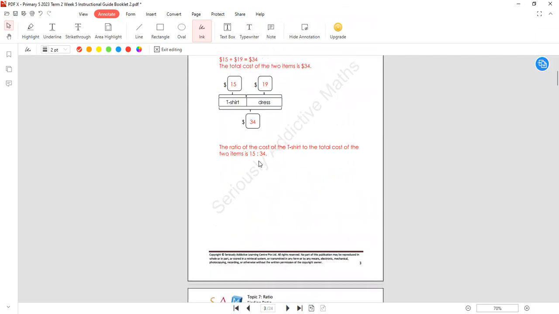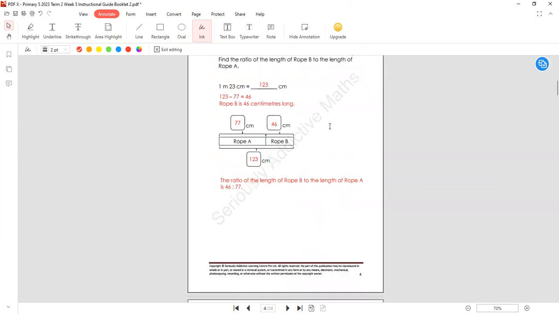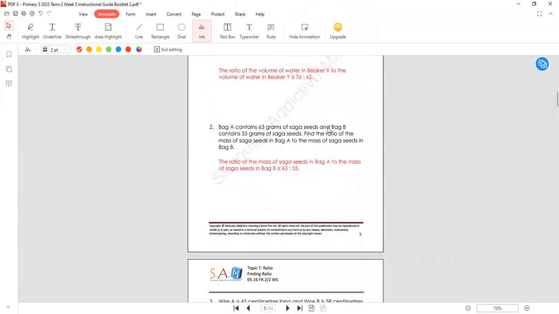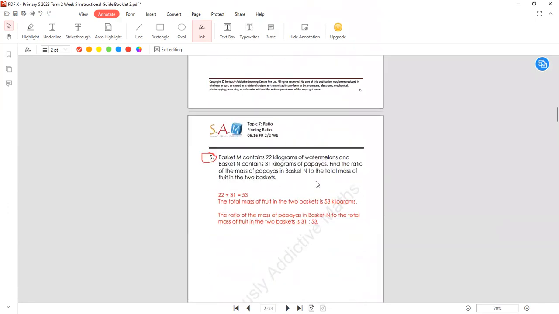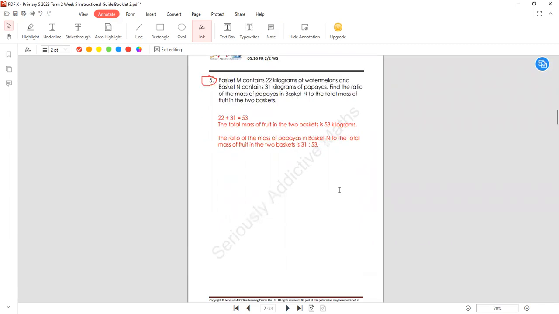Okay, some of these they may need to find the total first, right? Because it involves ratio of the cost of the t-shirt to the total cost. Okay, so yeah. And then take them through, I think this is actually quite easy, but just a quick check to make sure that they know how to do this. So no need to demonstrate, get them to do it on their own.